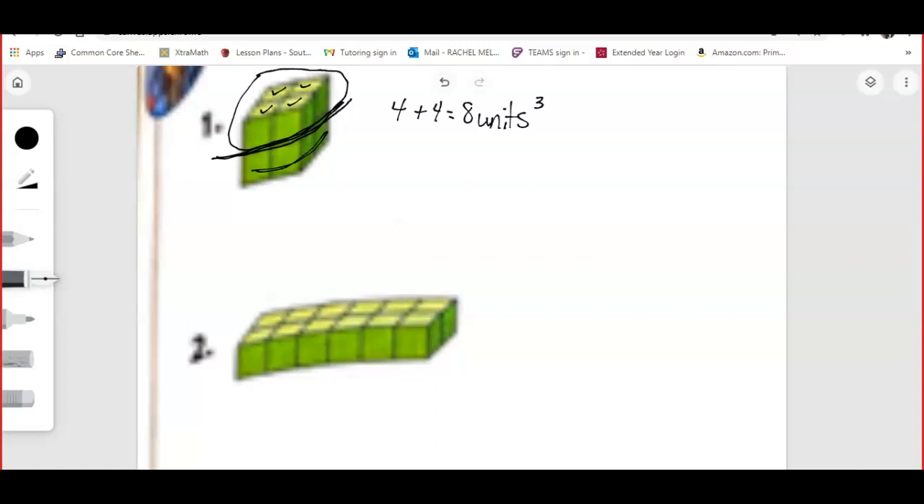Now on this one, I actually only have one layer today on number 2. There's no other layers, it's just one. So 1, 2, 3, 4, 5, 6, 7, 8, 9, 10, 11, 12. So this is 12 cubic units.